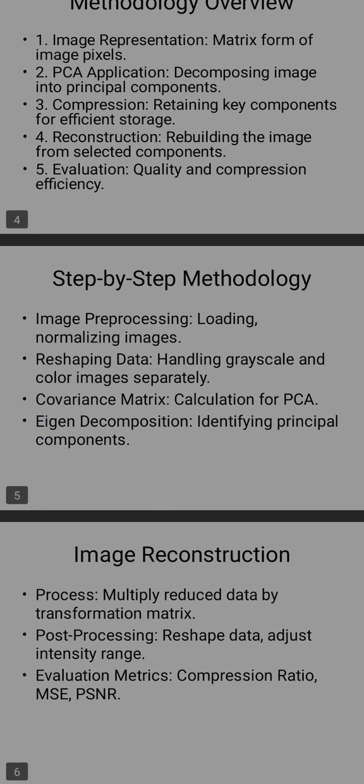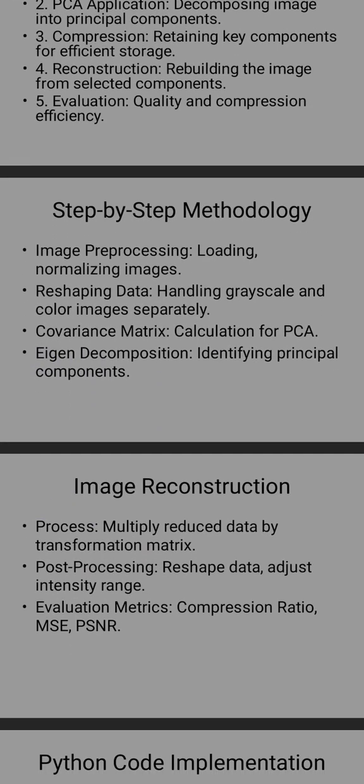Coming to the step-by-step methodology, as I said, the image is represented in matrix form, so the data points are pixels here. The first step is to calculate the mean of the features or attributes. Then we construct the covariance matrix. Covariance means the spreading of data points. It is calculated by taking the difference between each data point and the mean, and dividing by the total number of data points.